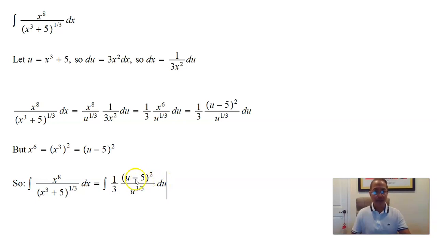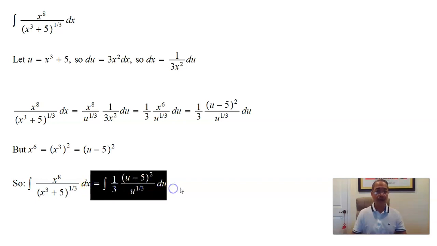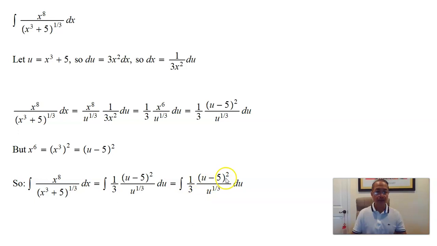Still we cannot apply the power rule directly because there's a u minus 5 there, and the 2 and the 1/3. What is going on here? However, we know some algebra. We know how to expand a square, so let's do that in the numerator. U minus 5 squared is the same as u squared minus 10u plus 25, correct? Everyone knows how to square a binomial. So we get u squared minus 10u plus 25.